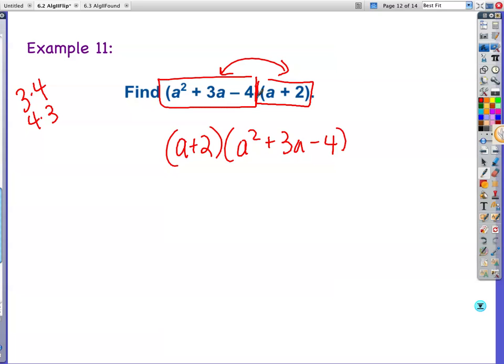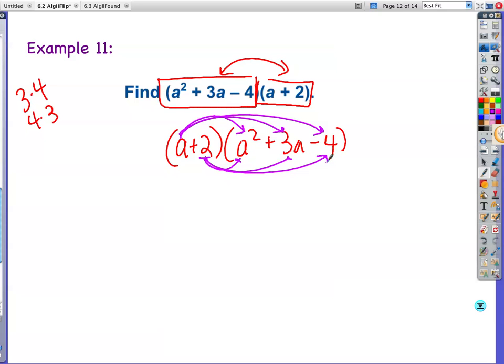So it works this way. And I think every kid is going to like this better. It works the other way as well, but here we go. First I'm going to use this purple here. I'm going to take a times everything in the parentheses over here. Then I take 2 times everything in the parentheses over here, because I've got to be fair if I'm distributing.